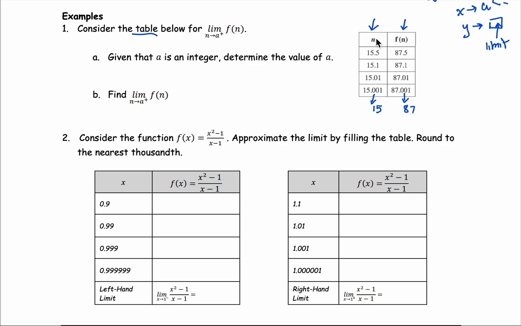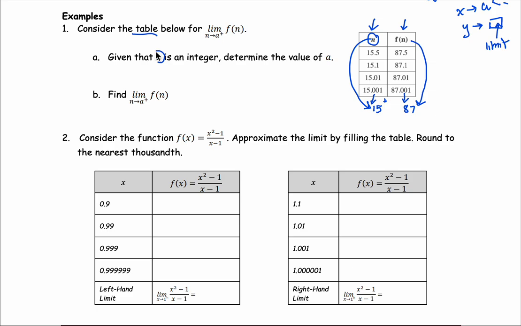So we can see that as n approaches 15, f of n approaches 87, but make an observation for n: 15.5, 15.1, 15.01, 15.001 approach 15 from the right side, because all the values here are greater than 15. So come back to the set of questions here.